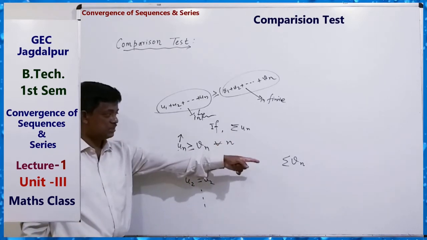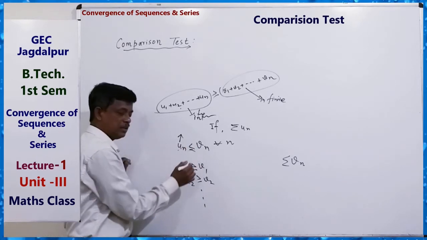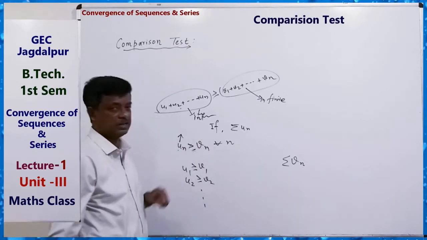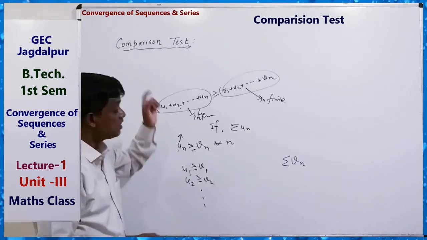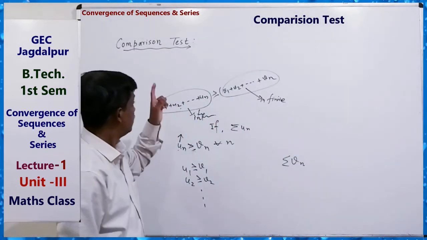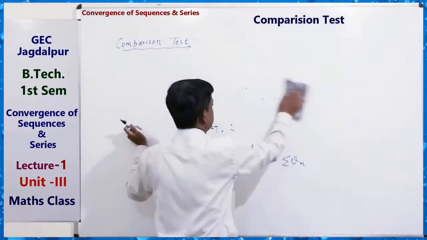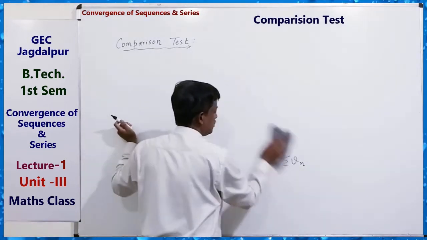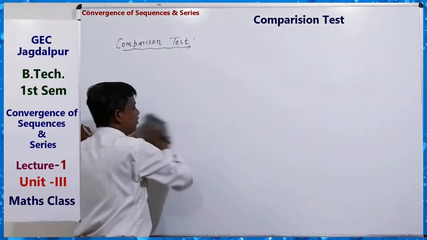If we are having two series and Vn is convergent and this relation is there, then Un is also convergent. If Vn is divergent and we have a relation like this, then Un is also divergent. This is the comparison test. Okay, we just have to compare. Its limiting form is important for determining the convergence and divergence of the series. Here we have to take the limiting form of this test.